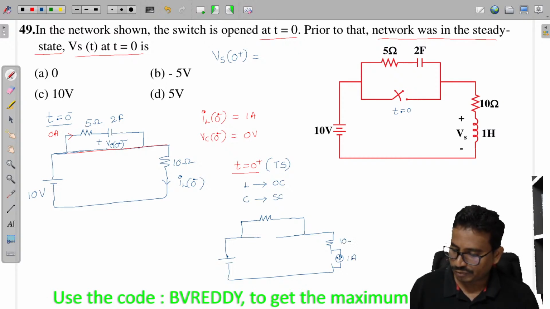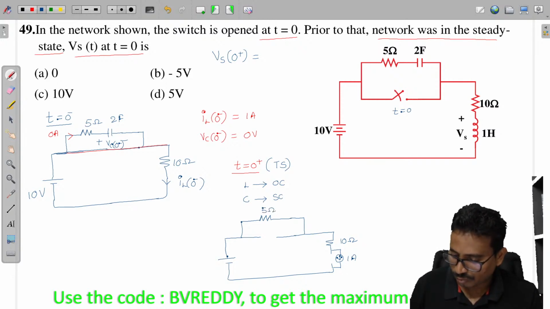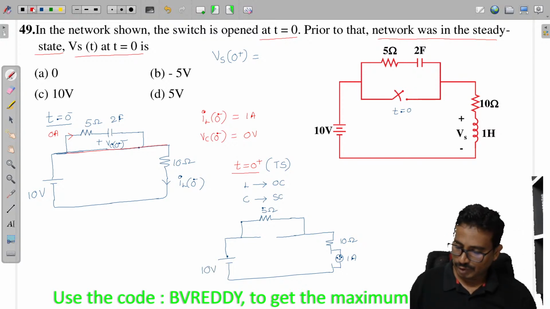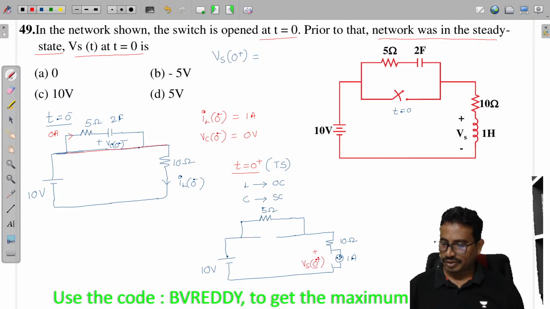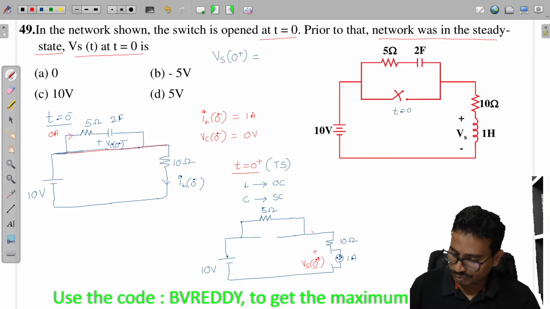So here this is a 10 ohm resistor, and so this is 10 volts. Now I need this voltage, right? This voltage we can call Vs of 0 plus. This thing we want, right? Now this current is equal to 1 amp. So then this voltage is equal to 10 volts, and this current is also equal to 1 amp. So that means this voltage is equal to 5 volts.